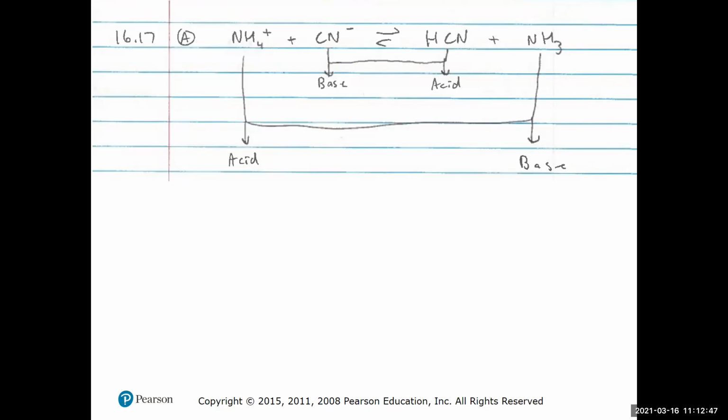And then the CN- is the base because it's going to accept the proton, and then its conjugate acid is HCN. So when we're looking at these, this is kind of the approach we take: we look at things on the left and right, and see which ones match up. So in other words, the NH4+ has got to go with the NH3. It's not going to go with the HCN or anything like that because it's not the conjugate of it. When I think of conjugate, I just think of something that's going to be real similar.